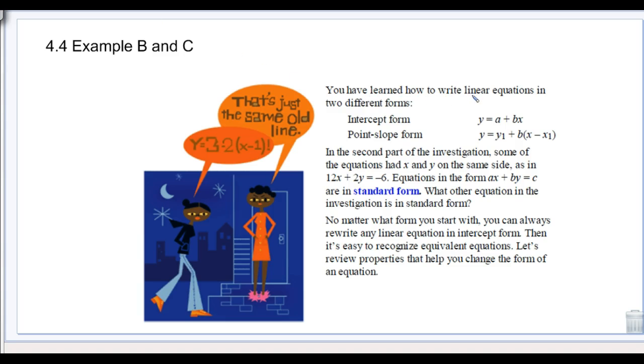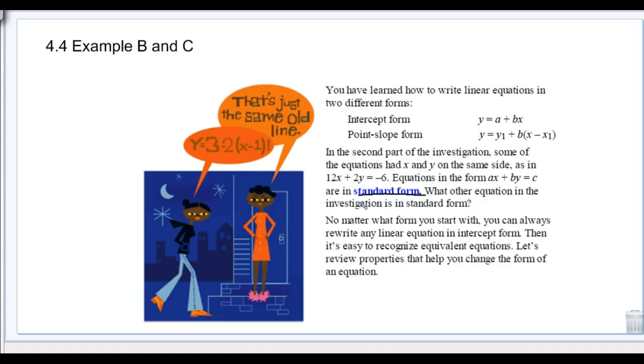You have learned how to write linear equations in two different forms: intercept form, which is y equals a plus bx, and point slope form, which is y equals y1 plus b, parentheses x minus x1. In the second part of the investigation, some of the equations had x and y on the same side, as in 12x plus 2y equals negative 6. Equations in the form ax plus by equals c are in something called standard form.